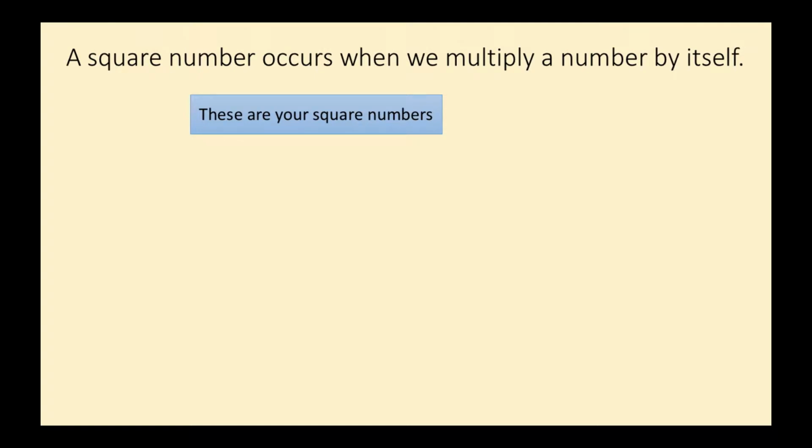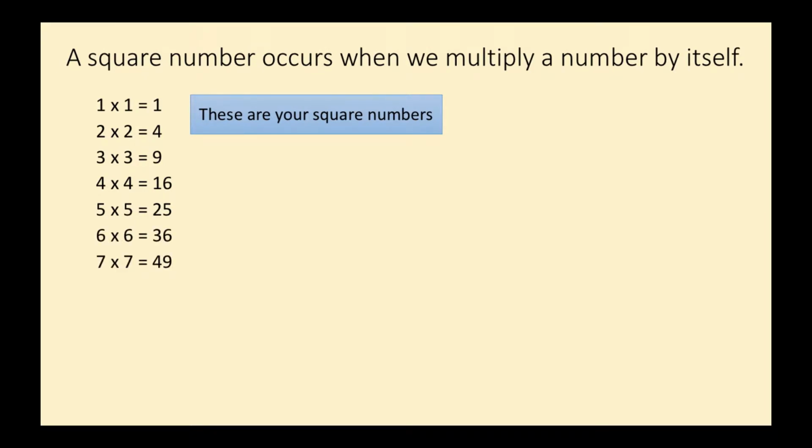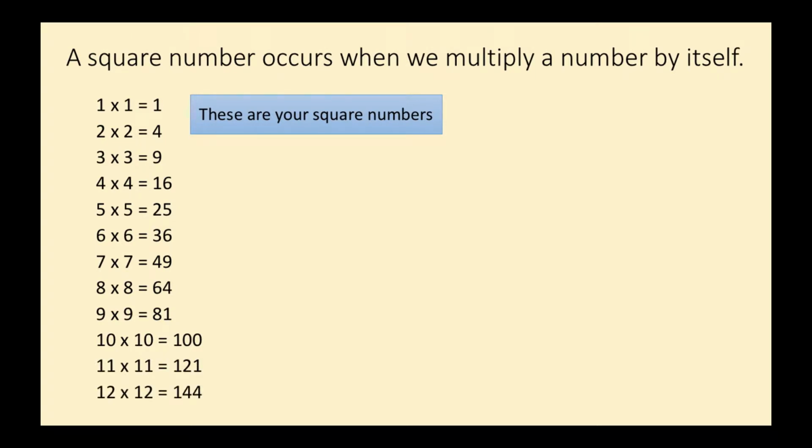These are your squared numbers. So let's say we did 1 times 1. That's just 1. 2 times 2 is 4. 3 times 3 is 9. 4 times 4 is 16, 5 times 5 is 25, 6 times 6 is 36, 7 times 7 is 49, 8 times 8 is 64, 9 times 9 is 81, 10 times 10 is 100, 11 times 11 is 121, and 12 times 12 is 144.